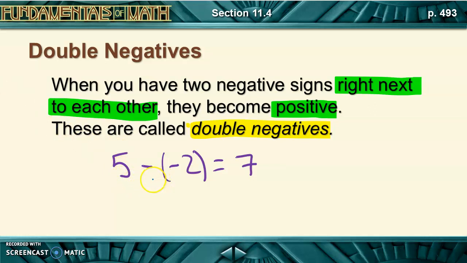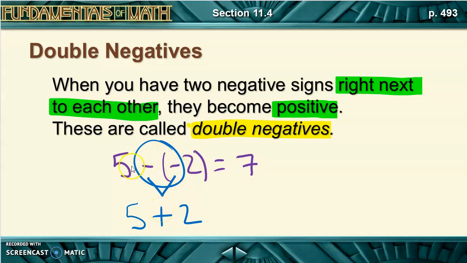5 minus negative 2. These two negative signs, a subtraction sign and a negative sign, they are right next to each other. And they're going to combine to make a positive statement. So this is the same thing as 5 plus 2. As soon as you see two negative signs together, they're going to combine to make a plus sign.